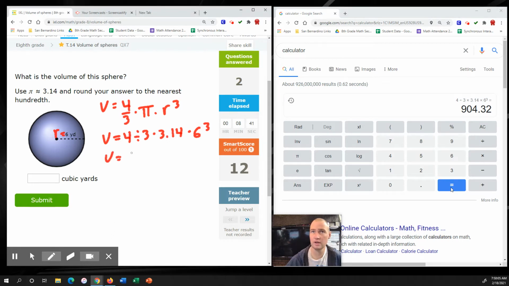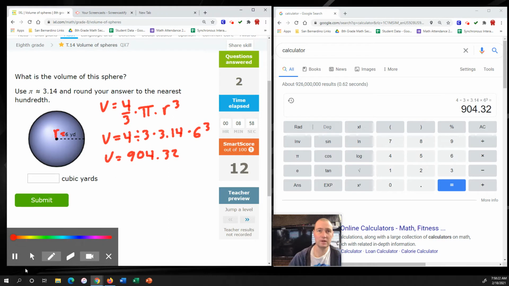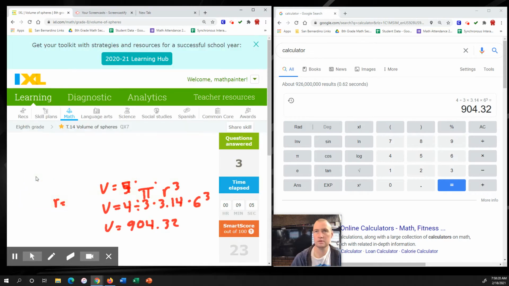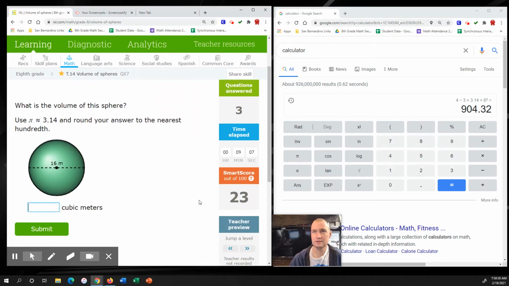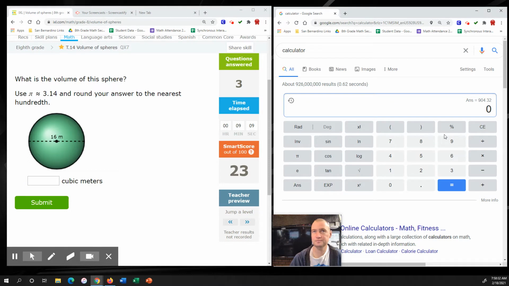So volume equals 904.32. That's it. No rounding. And again, we just use the calculator with the exponent button to take that step out of there where we had to do 6 times 6 times 6. All right. So we got, let's see if it worked, 904.32. Right on the money. All right. We're going to keep going.